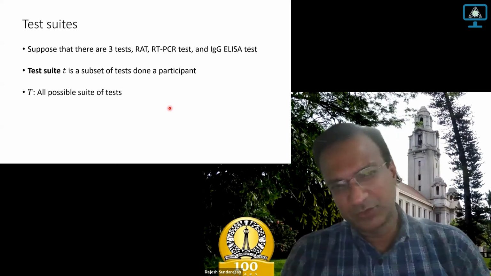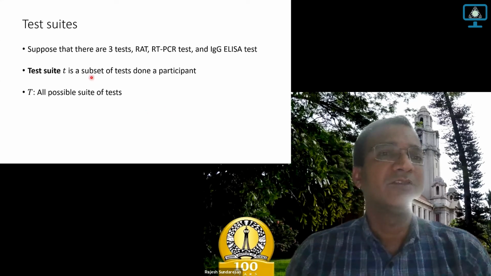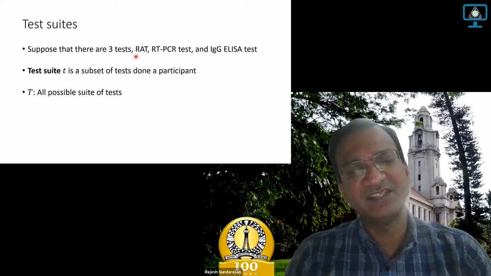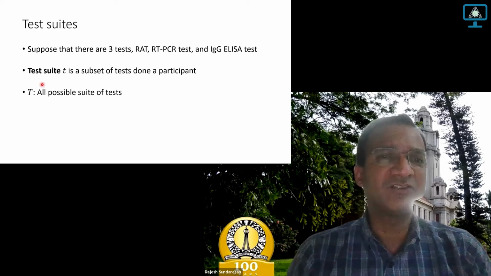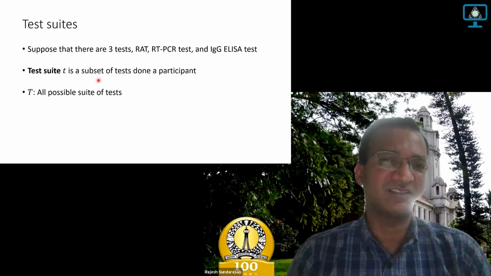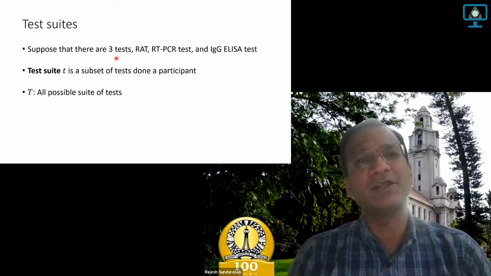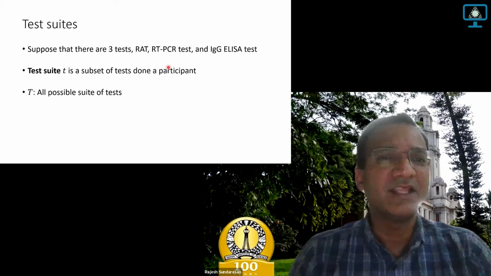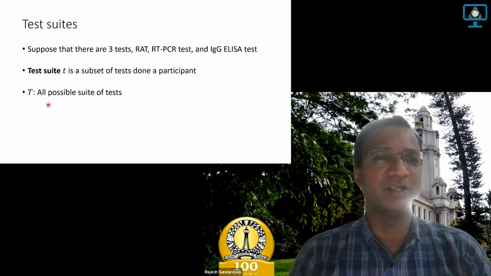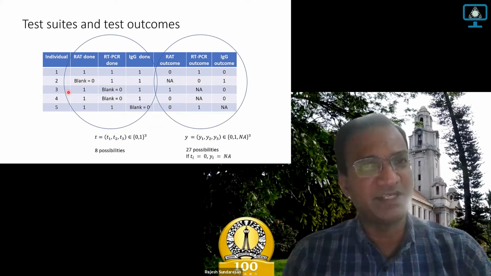Okay, so let's dive into some definitions to get a feel for how to go about designing an optimal survey. So suppose there are three tests, and let's take these three tests to be the antigen test, the RT-PCR test, and the IgG ELISA test. A test suite T is a subset of tests that's done on a participant. There are several possibilities. So if there are three tests, for example, you might either conduct the RAT or not, or you might conduct the RT-PCR or not, and so on. Therefore, there are a total of 8 possibilities, and all these possibilities, the possible suite of tests, I'll call that capital T.